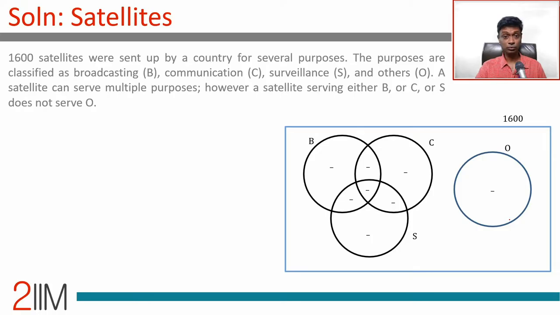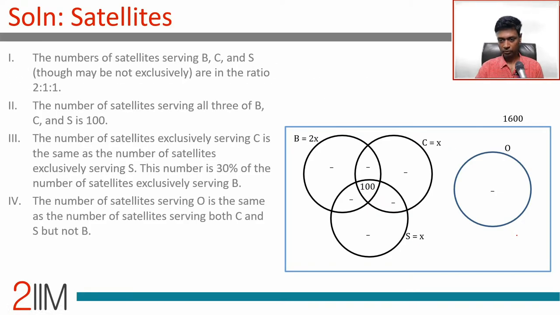This we are clear about. The total is 1,600. And so we know that this number is 100. We know that this ratio is 2:1:1. And so we fill this. The number of satellites exclusively serving C is equal to the number of satellites exclusively serving S. These two are equal. It's 30% of the number of satellites exclusively serving B. This is Y. This is 0.3Y.